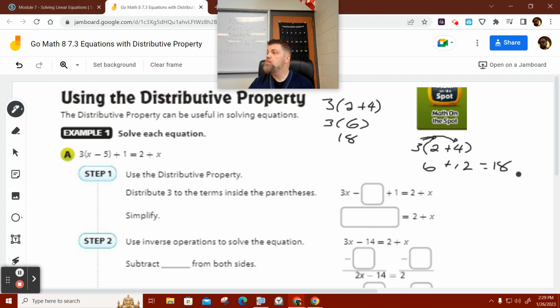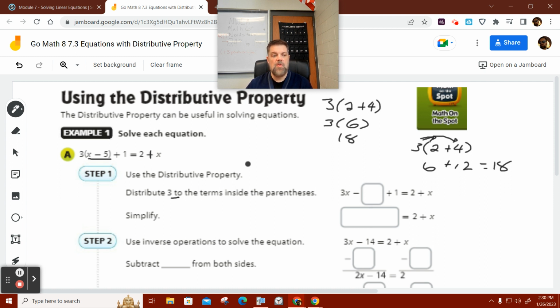So when we do algebra, sometimes I can't add an x or subtract 5 from x like we have here. So I could use the distributive property, which allows me to continue to do the math and then solve for x later. So I'm going to distribute 3. We have this expression here, 3 times the quantity x minus 5, plus 1 equals 2 plus x.